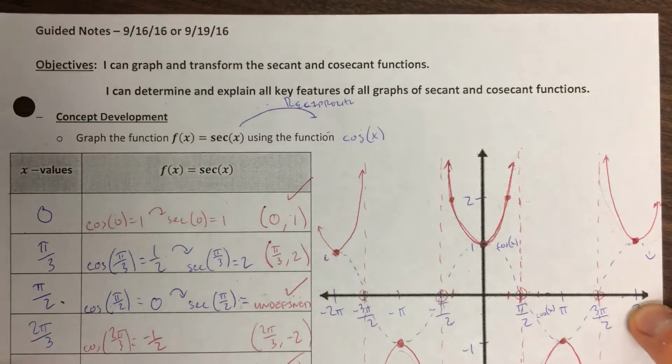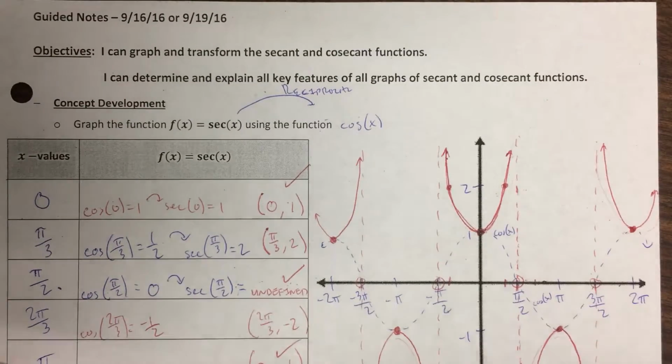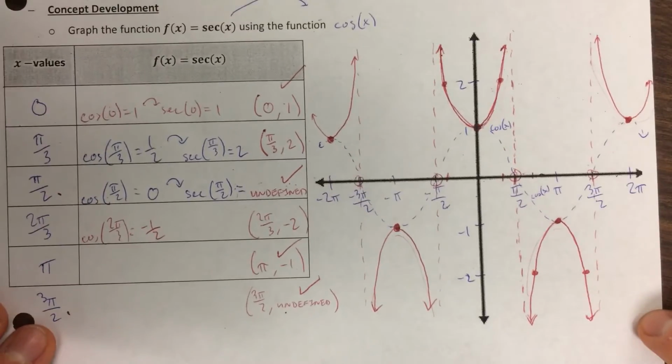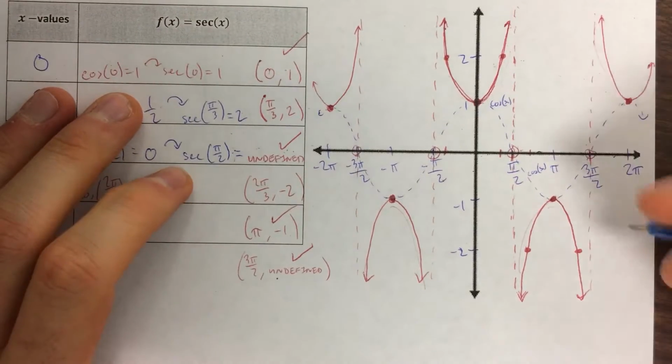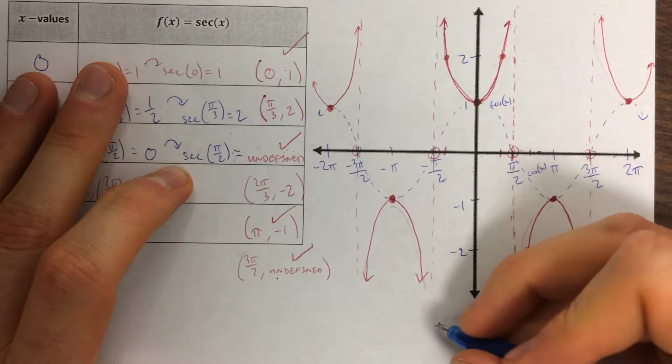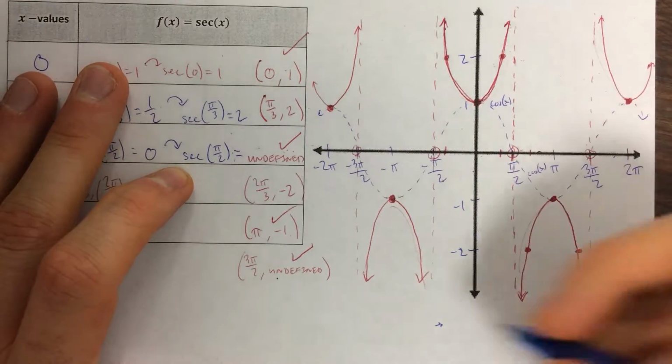This video, the second video for September 16th, September 19th, we're looking at secant and cosecant. In the first video, we developed this graph, and in this video, we're going to look at key features and maybe graph cosecant as well. But let's start with period. Why not?